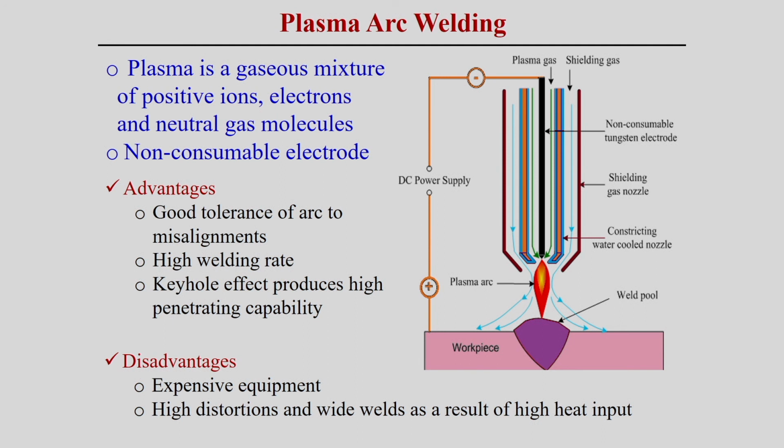Disadvantage: expensive equipment, though expensive only in the sense that, compared to the other simple welding processes, the equipment cost is low compared to the laser welding process. Another disadvantage is high distortion and wide welds as a result of high heat input. So, these are the typical disadvantages of this particular plasma arc welding process.